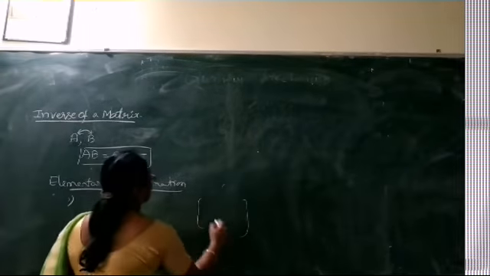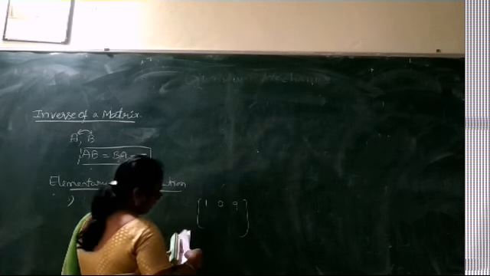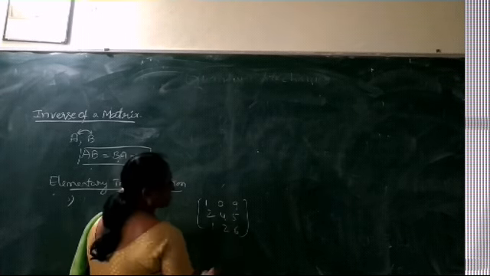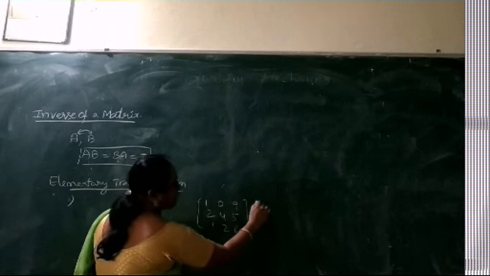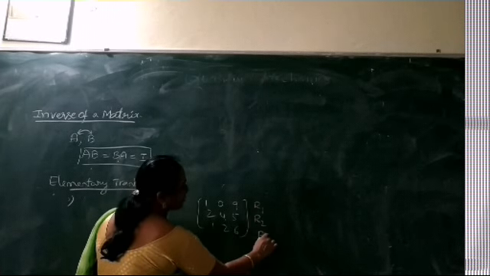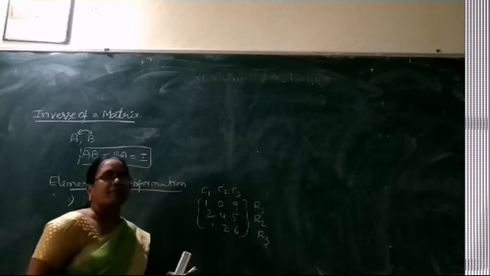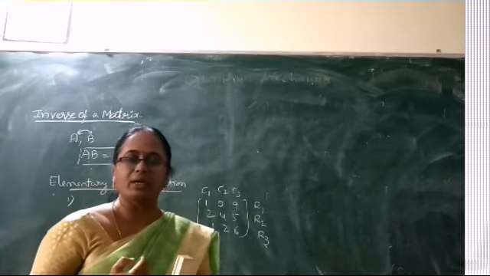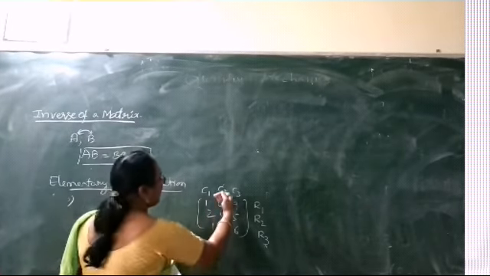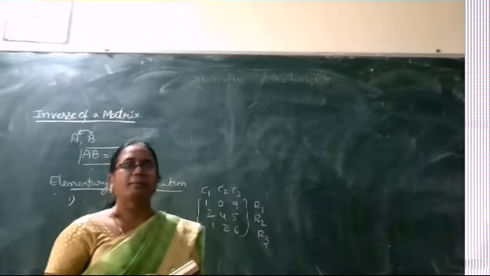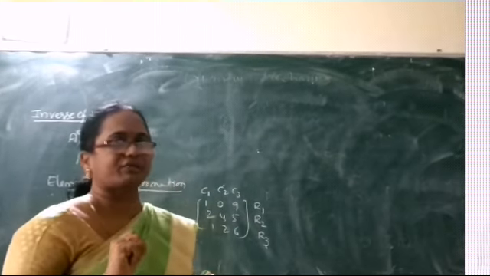Suppose the given matrix is having 1, 0, 9, the elements 2, 4, 5 and 1, 2, 6. We have three rows here. This is row 1, this is row 2, this is row 3. We have three columns here, C1, C2, C3. By our first elementary transformation, we can interchange any two rows or any two columns of the given matrix. That is the first transformation.